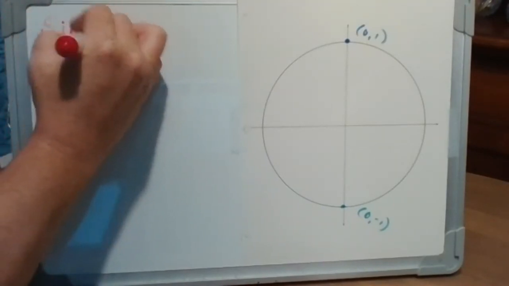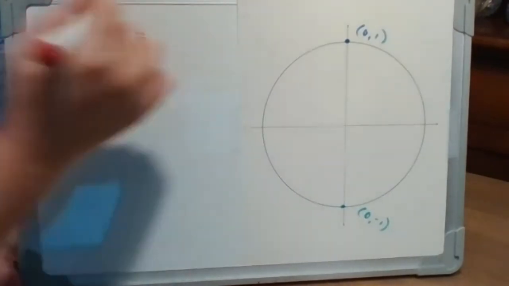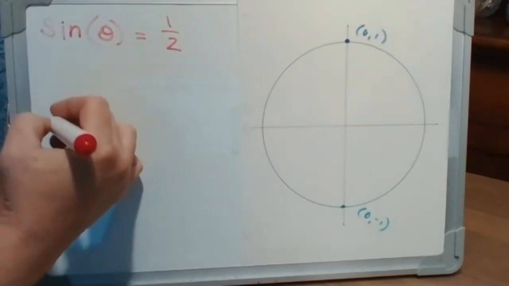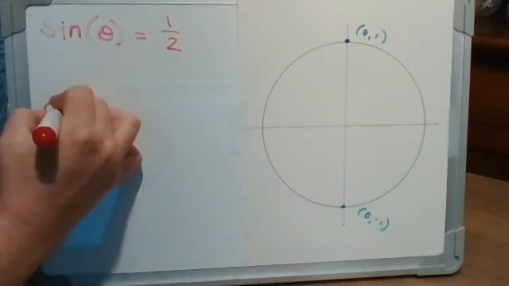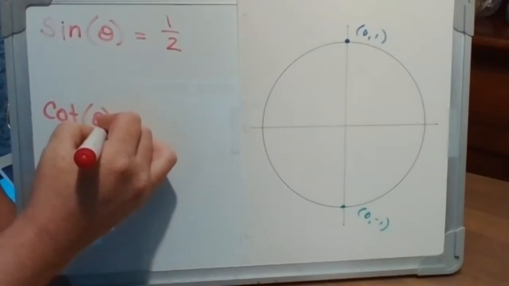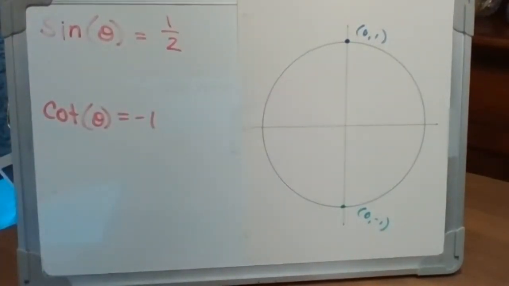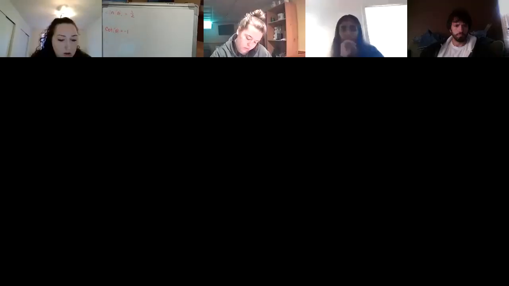Let's find the angle where sine of theta is equal to 1/2 and cotangent of theta equals -1. All right, so if we want to figure out which angle measures sine has the value of 1/2, kind of just the evolution of my thought process from just holding on to my triangles.